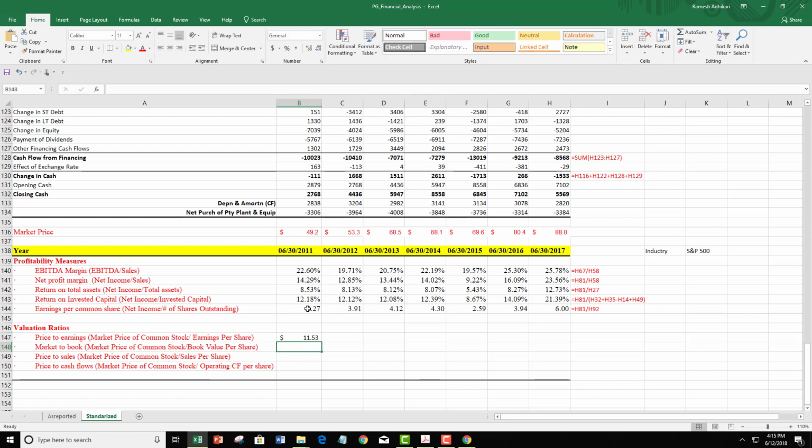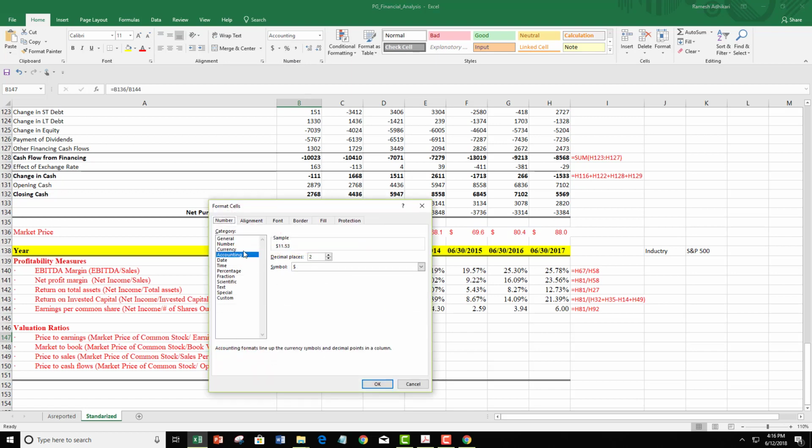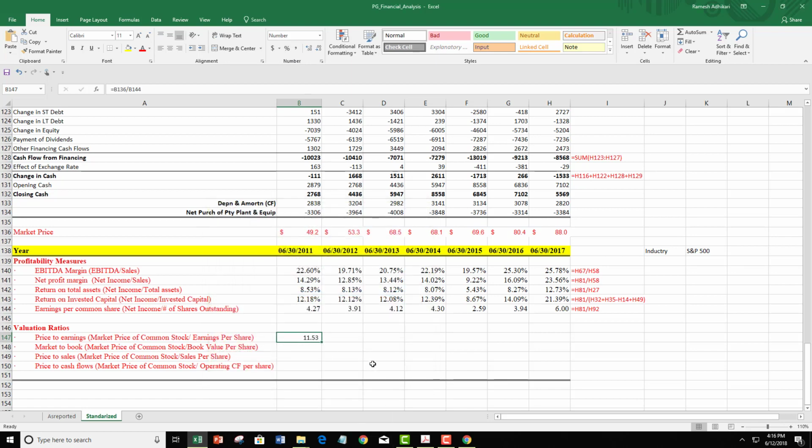So that gives me 11.53. That should not be a dollar sign, so let me remove this dollar sign right here. That's a number, right? And you can grab this little square box and drag it to the right, and you can get the price to earnings ratio for all the years.